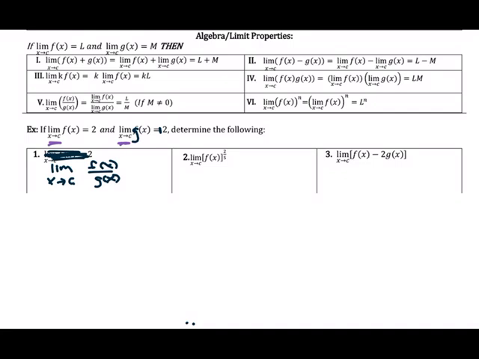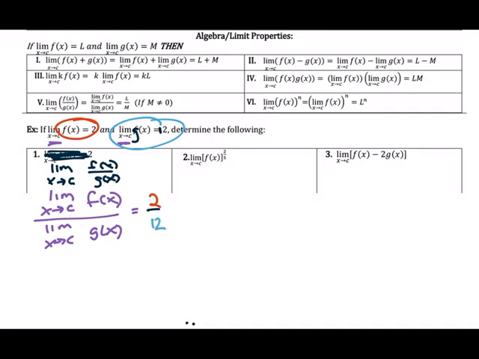So notice they're both approaching the same value, c, and we're being asked to determine some other pieces of information. So number 1 is asking us to find the limit as x approaches c of f of x over g of x. Well, based on the property about division, that means that I can actually find each of these limits separately, and those are given. So up here, that limit for f is going to be 2, and down here, that limit for g is going to be 12. So this limit would be equal to 1 over 6.